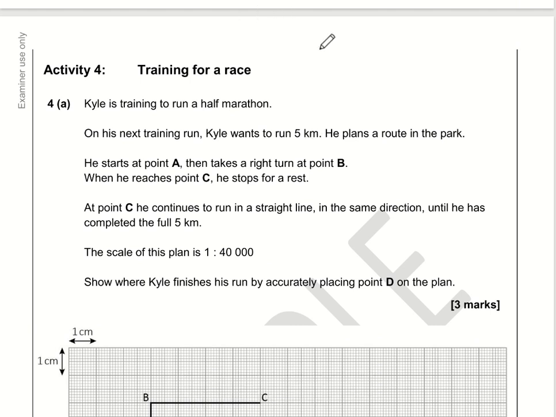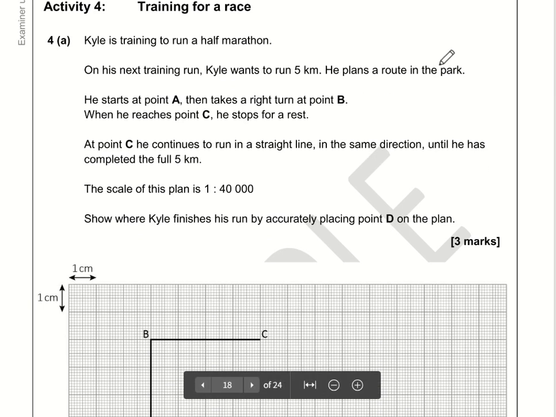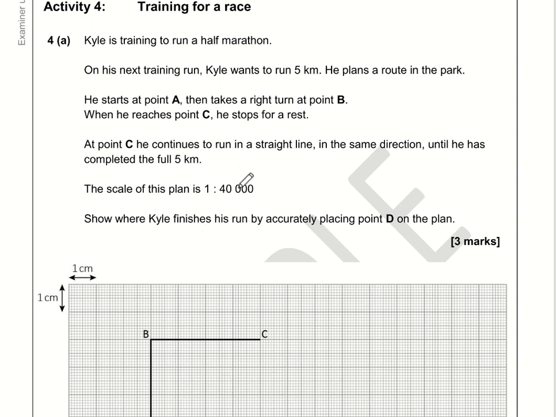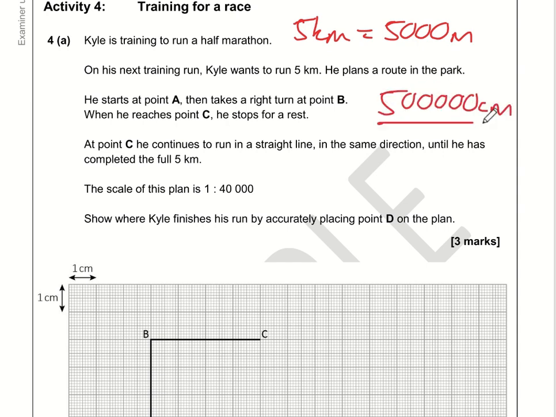Okay, let's take a look at activity 4. So we know that the scale is 1 to 40,000. Given the fact that the grid is in centimetres, it's probably worth turning the 5 kilometres into centimetres. So 5 kilometres is 5,000 metres. Remember, there's 1,000 metres in a kilometre. There are 100 centimetres in a metre, so multiply 5,000 by 100, just stick 2 zeros on. So that is the distance that he is running in centimetres.